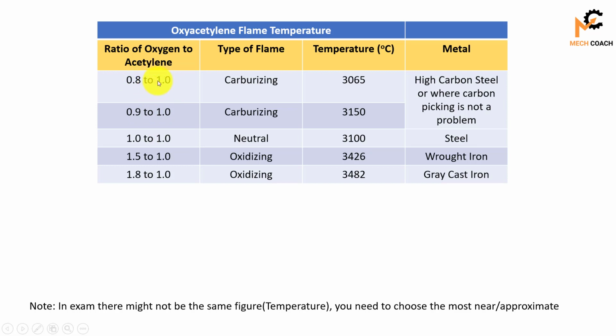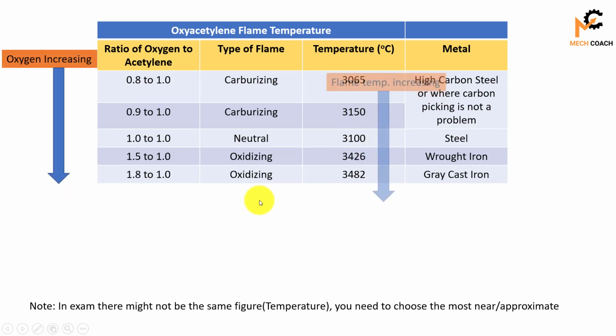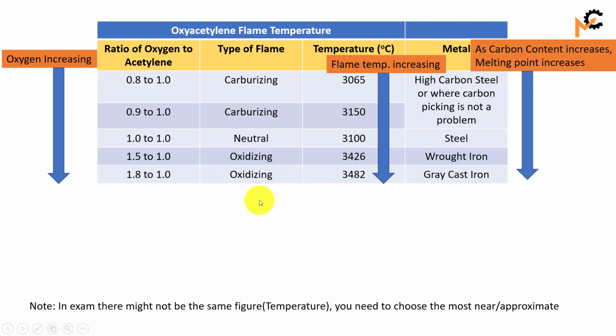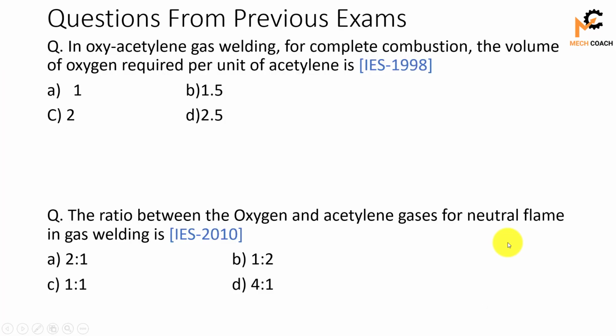In this, I have added the flame, its temperature, and its use in industry. That is, how the C2H2 and oxygen ratio is increasing, how its temperature is increasing, and accordingly how their use in industry is changing. Please make a note of this table or take a screenshot of it, and save it for your future reference. Note that in the exam there might not be the same temperature figure. You need to choose the nearest approximate value.